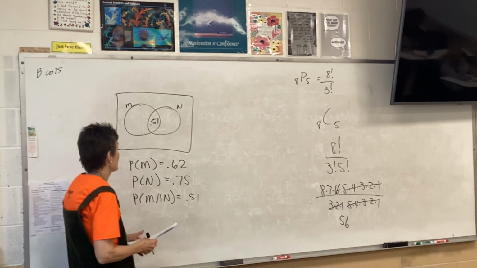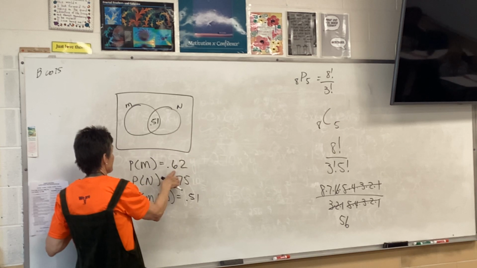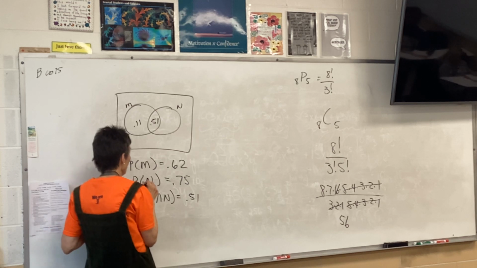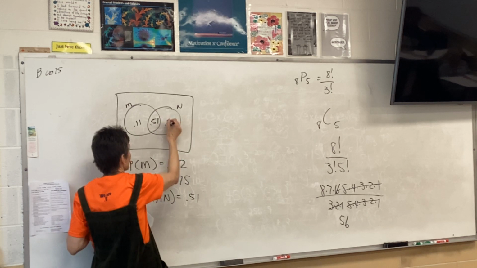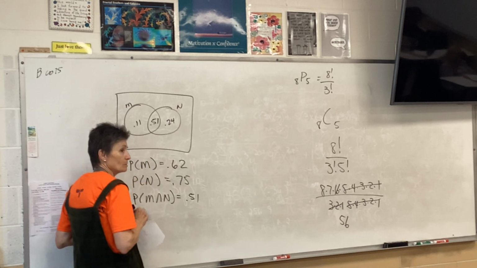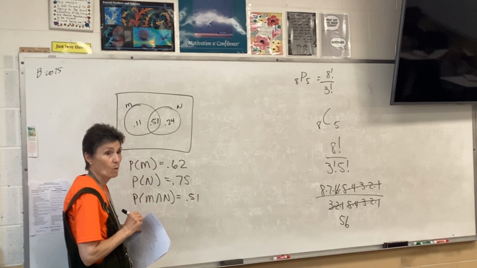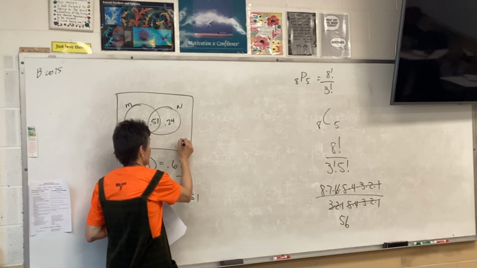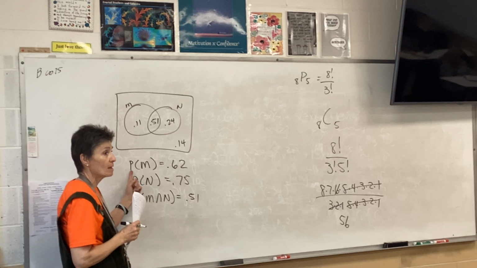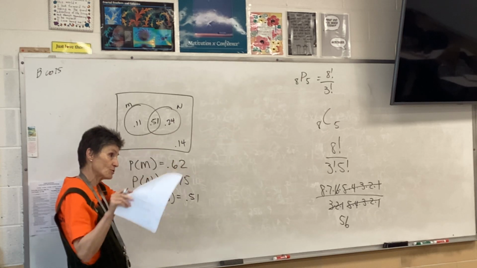Okay? Now we can fill in the rest. If the whole M is 62, then this part will be 11, is that right? And if the whole N is 75, this will be 24? What do those add up to? 86, which means what? There's 14 out here. Because the whole thing in a probability question has to be 100. Just like your little V's and your tree diagram.